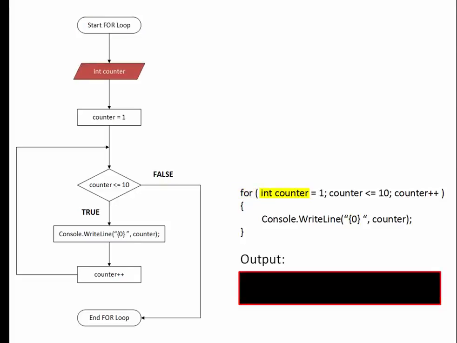Next, space in computer memory is allocated for the loop's control variable called counter. Because counter is an integer, 4 bytes in memory are allocated to store the value. The control variable is initialized with the value of 1.